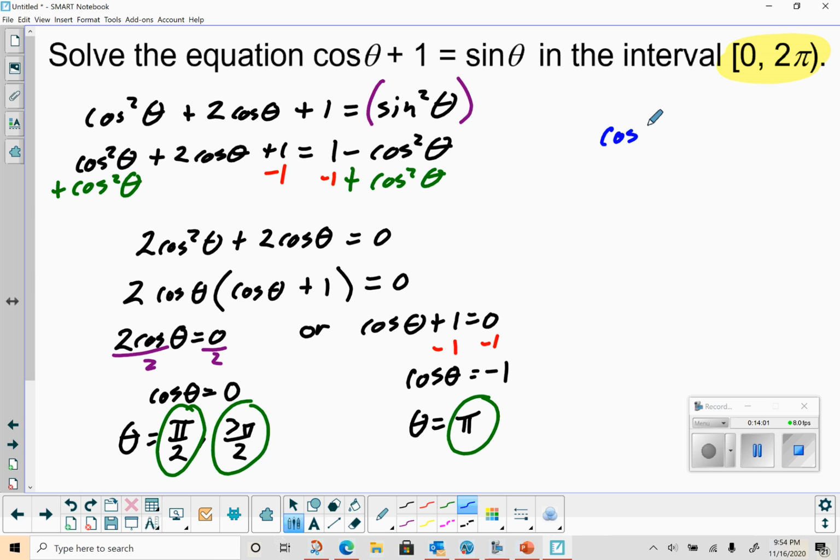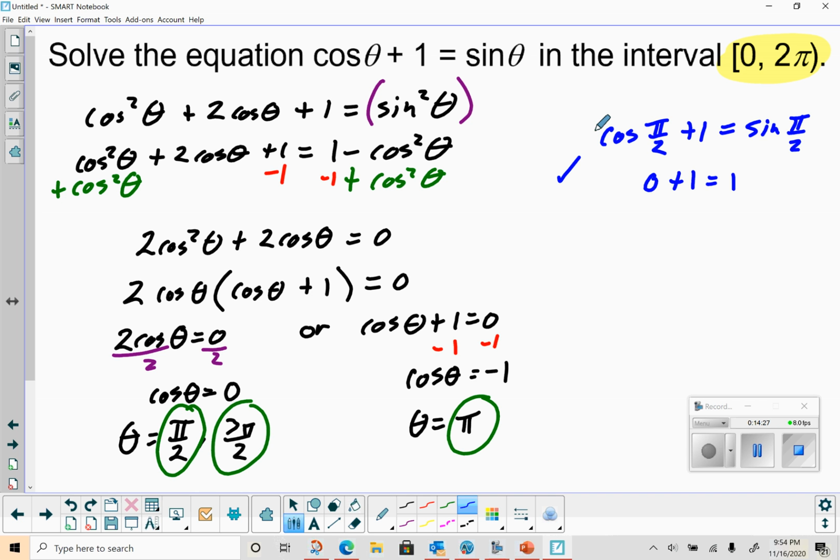So we're going to take the cosine of pi over 2, add 1, and see if that's equal to the sine of pi over 2. Well, for pi over 2, the cosine is 0. 0 plus 1 is 1. The sine of pi over 2 is 1.